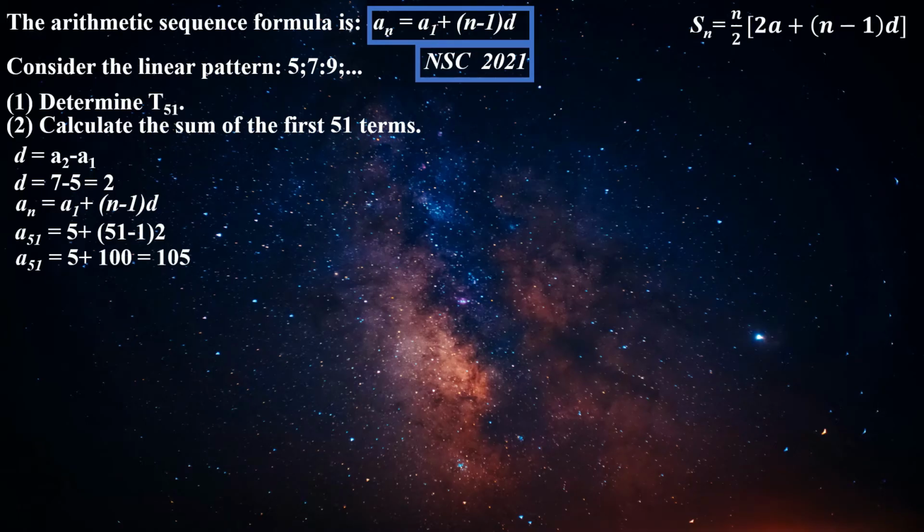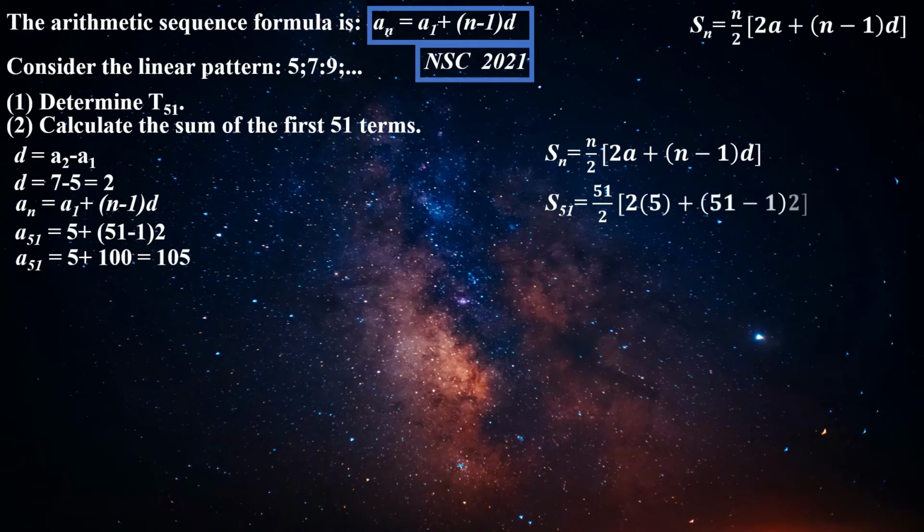Now let's calculate the sum of the first 51 terms. So using our formula, Sn equals n over 2 times (2a plus n minus 1 times d). So we're going to have 51 over 2, n being the number of terms that we have. We're going to say 2 times a, the first term, which is 5, plus 51 minus 1 times the common difference, which is 2.